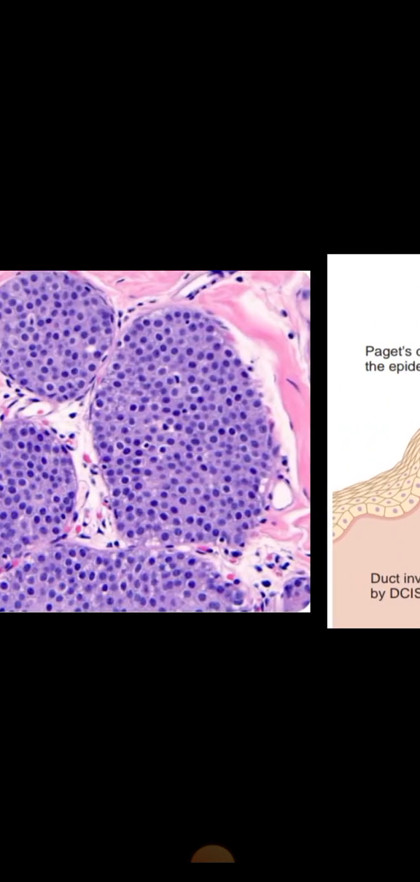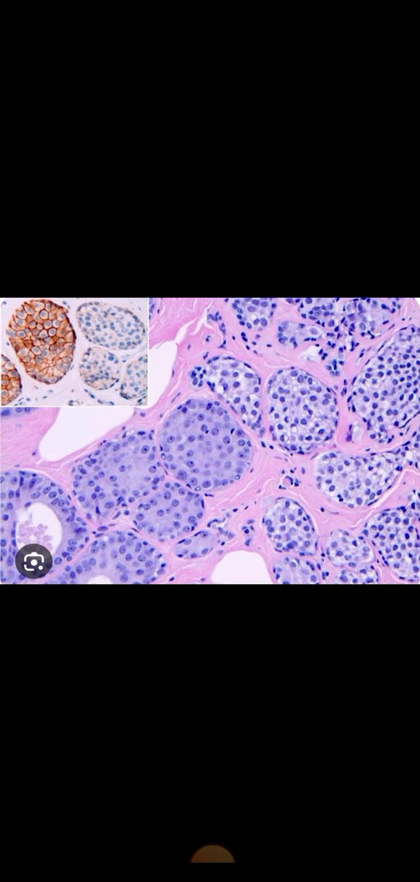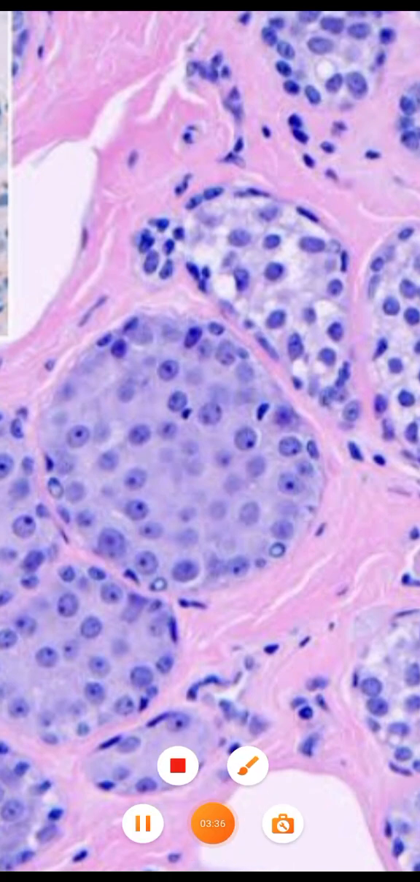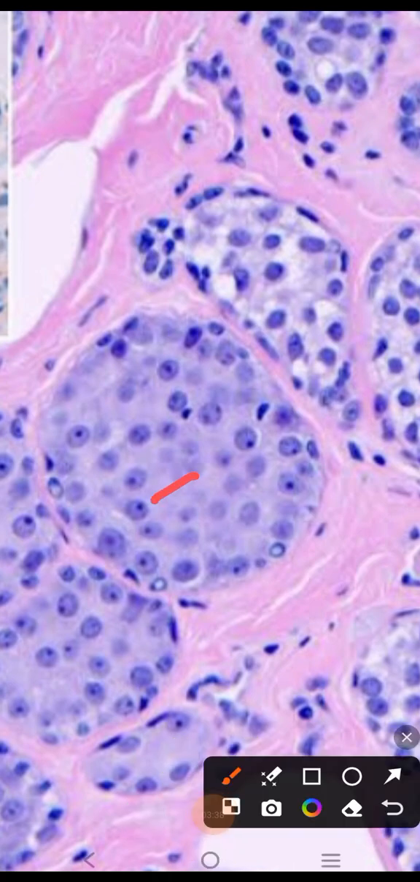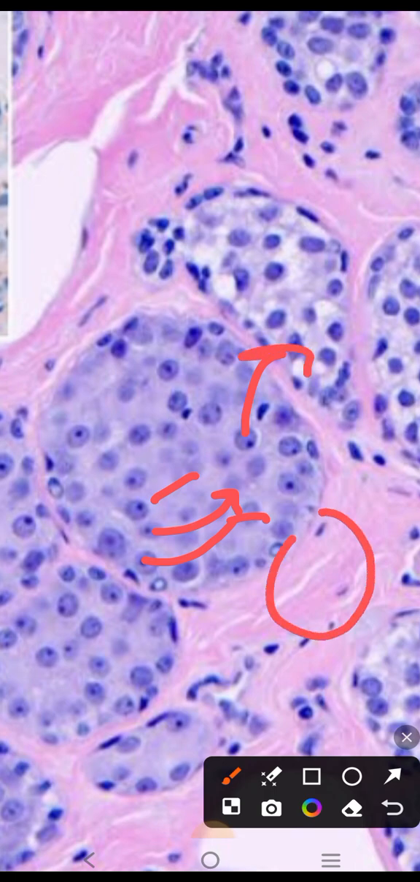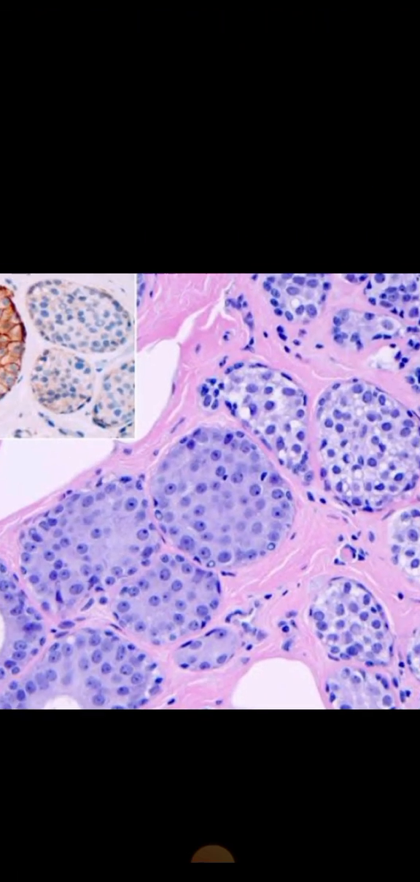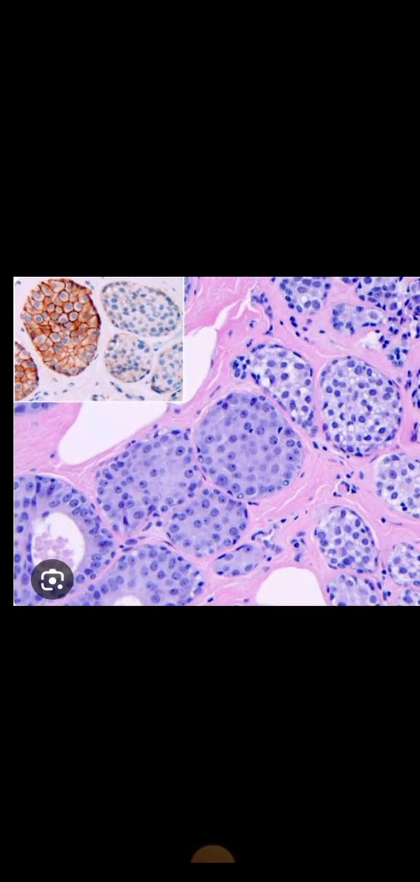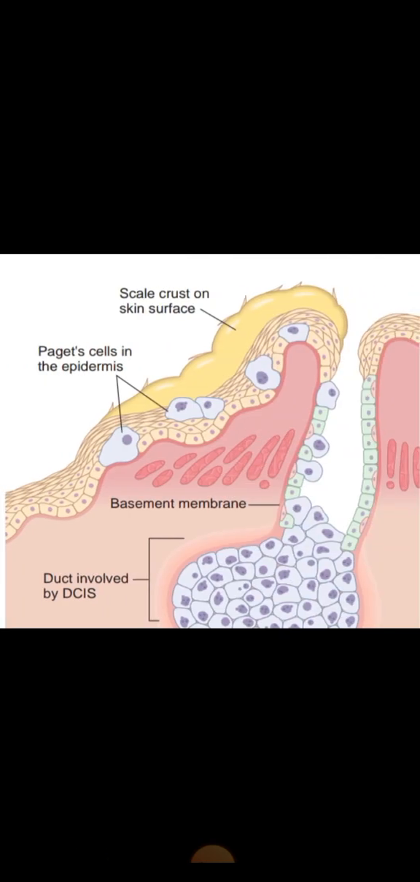Let me show you in a picture. Here you can appreciate that signet ring cells are present, like here, where the nucleus is pushed towards the periphery. This is another signet ring cell. Here you can again see loss of cohesion between the cells, and uniform cells are present, and the cells are confined to the basement membrane; they are not invading it. Here is another picture of lobular carcinoma in situ. So that was all about the morphology of lobular carcinoma in situ.